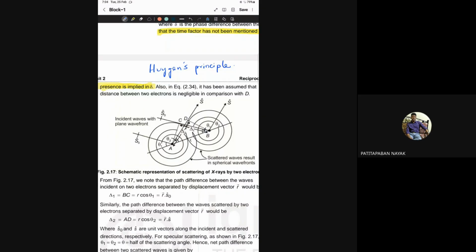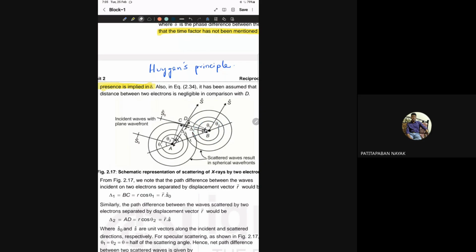Alright. So what exactly is happening? First case, one X-ray comes over here and hits this. There is one electron here, so it will act as a secondary source and it will create spherical wavefronts like this. Now, similarly, the second one will come over here, and it will also create these spherical wavefronts.